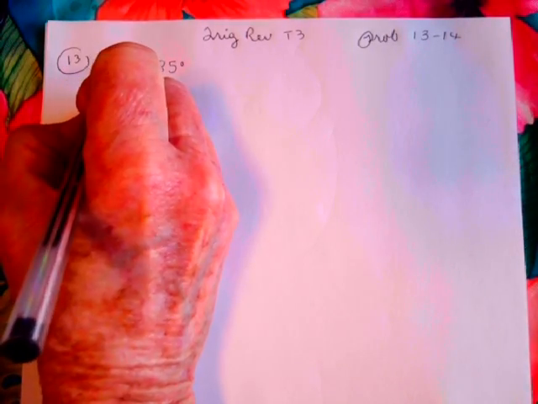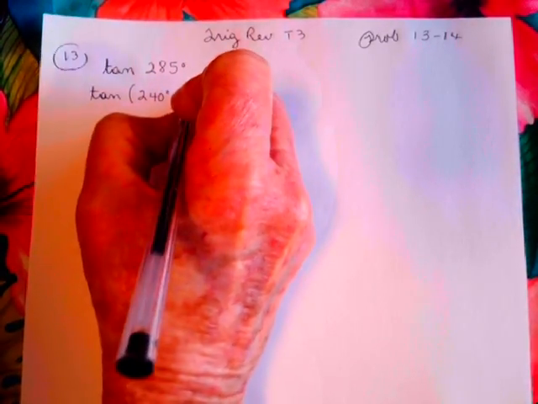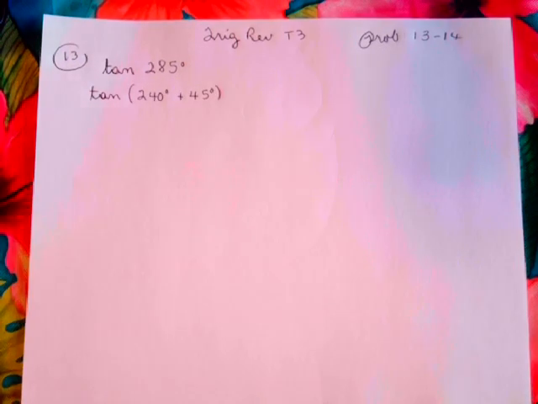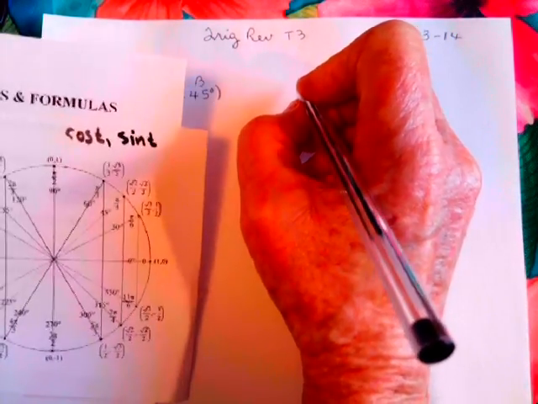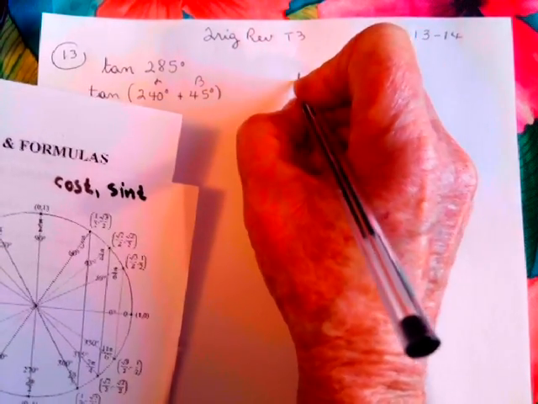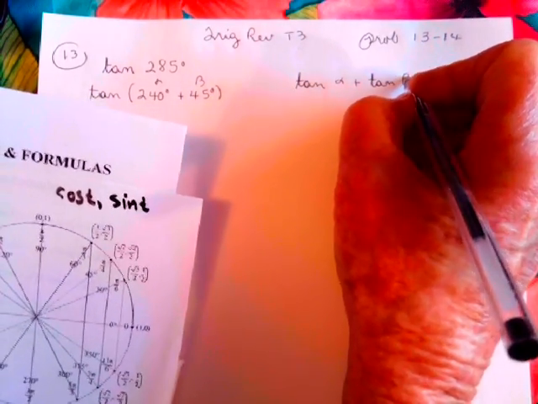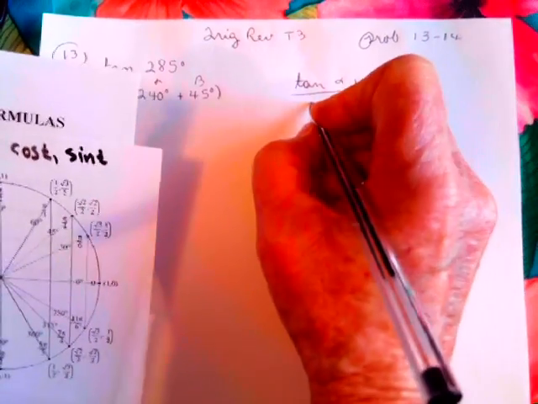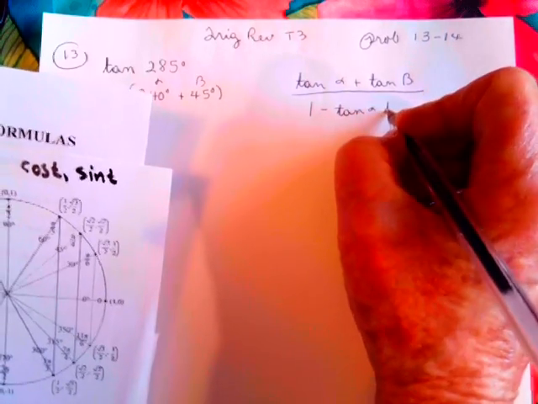The tangent of 240 degrees plus 45 degrees. Remember, we always have to use angles that we can find the exact value of. You write down your identity. You know that the tangent of alpha plus beta is the tangent of alpha plus tangent of beta all over 1 minus tangent of alpha times the tangent of beta.